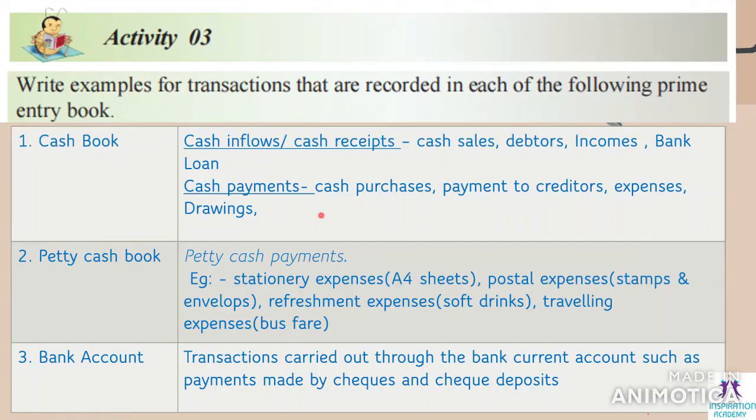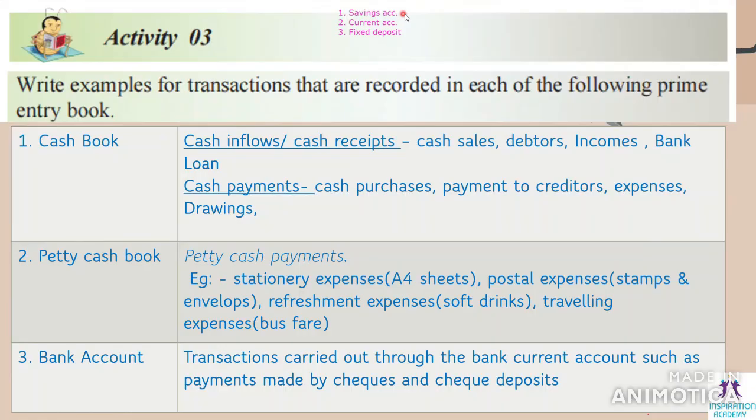Then bank account. When we say bank account here, it is the bank current account. There are 3 types of accounts in a bank. One is the savings account, the second one is the current account, and the third one is the fixed deposit. We sometimes call it a fixed deposit account also. These are the bank accounts.